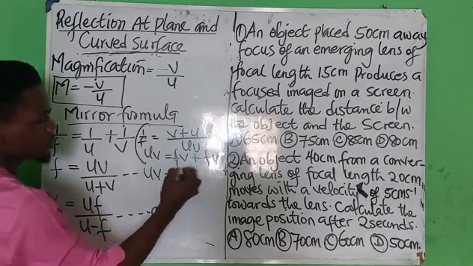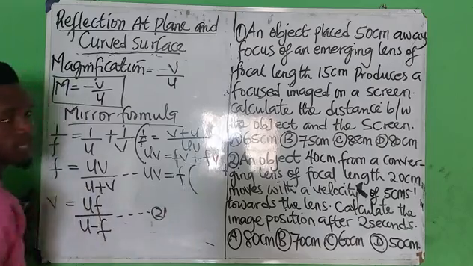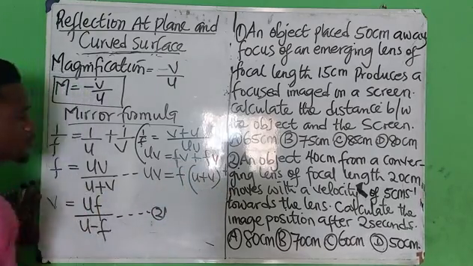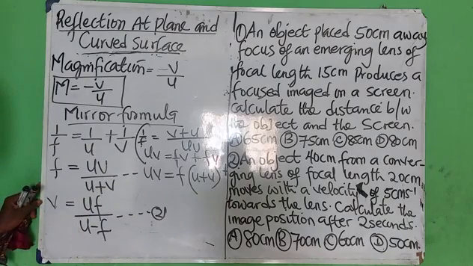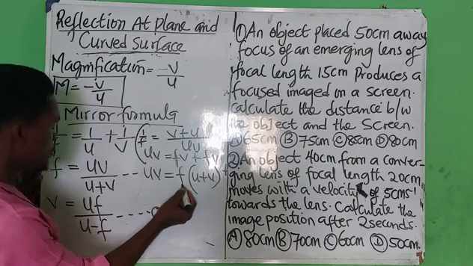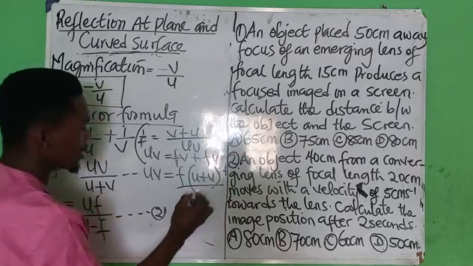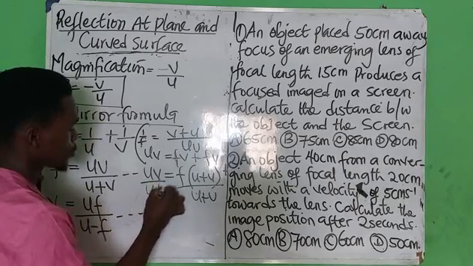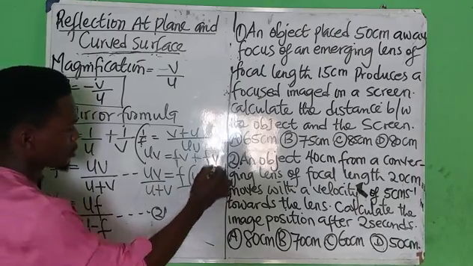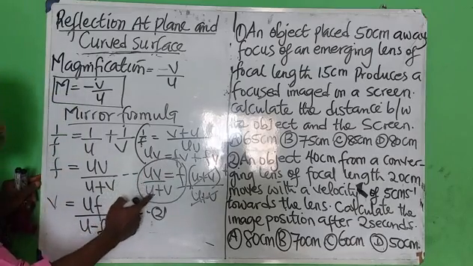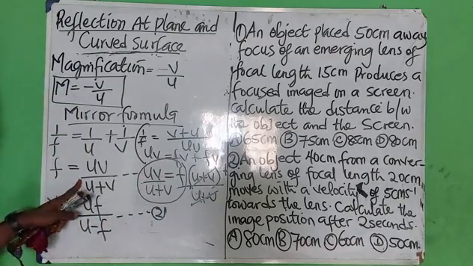f is common, so I'll factorize, bring out one f. Then you have u plus what? v. If I want to make f the subject of the formula, I'll divide both sides by u plus v. So this will go into this. You have f equals uv over u plus v. That's what I have here.